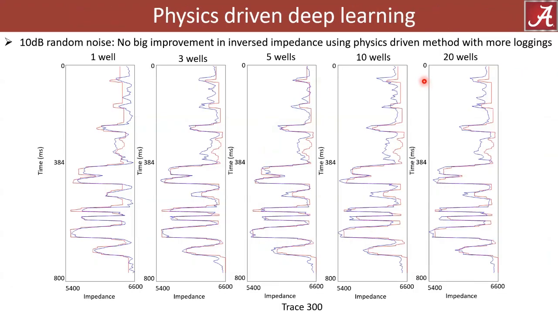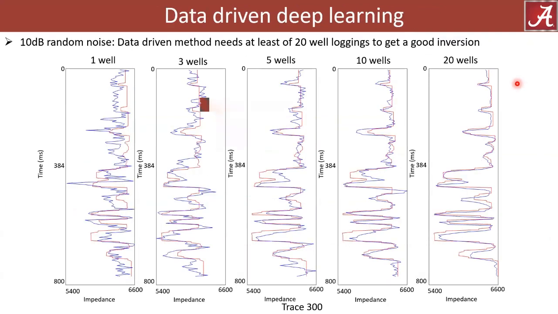And here's the performance on trace 300. We can see just a small improvement in the physics-driven method if we increase from 1 well to 20 wells. But it's different for the data-driven method. It can't get a good result with limited wells, 1 or 3, even 5. But it gets a good result with 20 wells here.